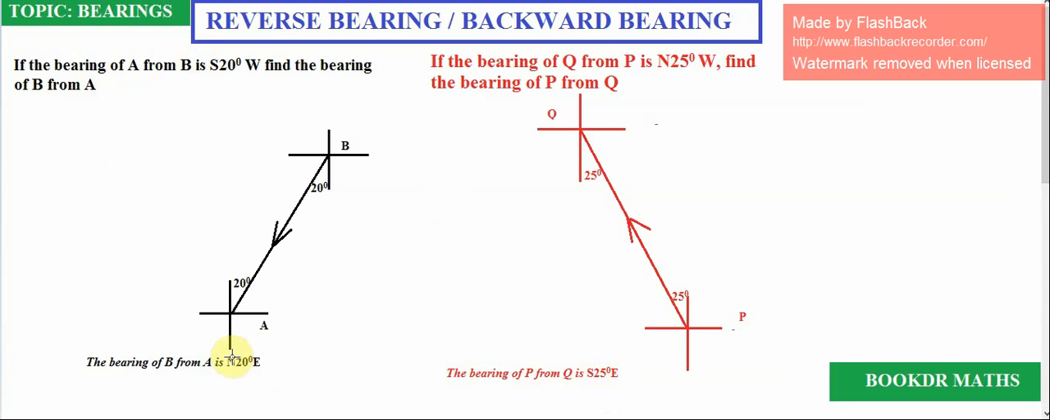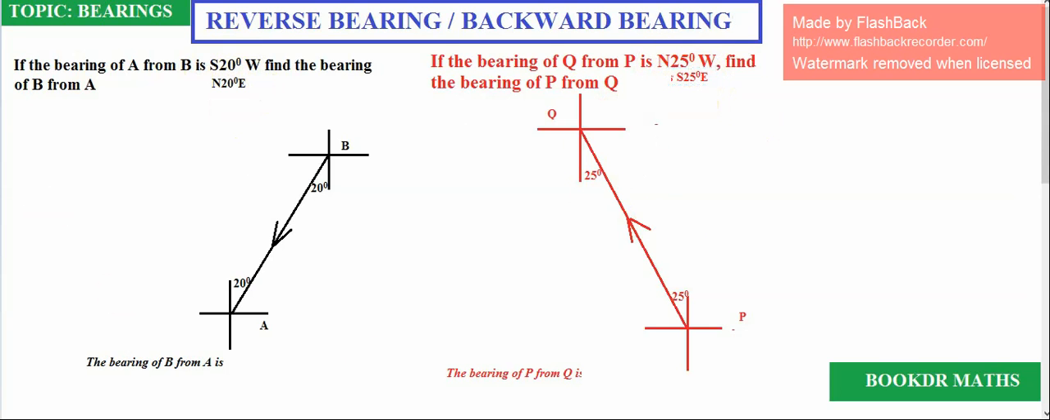Let's look at what is happening here. Let's copy this and put it under this one. Then we'll do some comparison. You can see from here that in reverse form the angle maintains, only that the south becomes north and the west becomes east. Similarly, here the angles maintain, the north becomes south and the west becomes east.